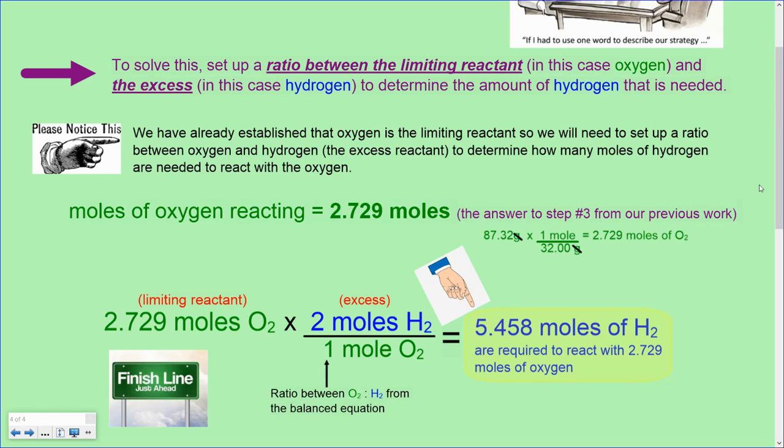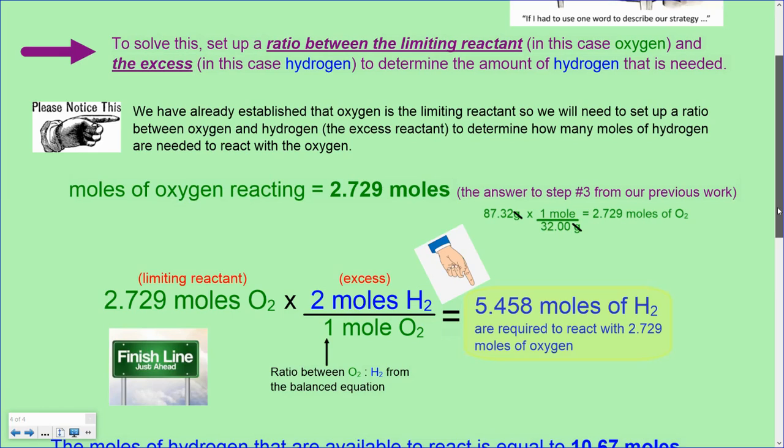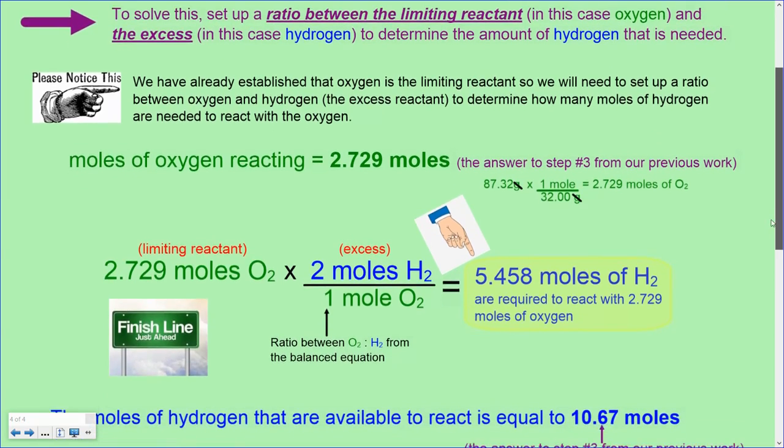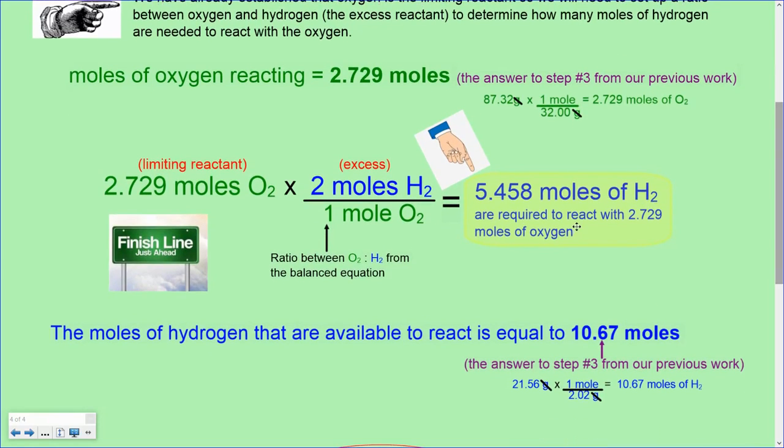The question now is, how much hydrogen is going to be left over? Well, we need 5.458 moles of hydrogen, and if it's in excess, then we must have more than that available. So go back and look at the previous slide or work that we did. In step 3, when we converted 21.56 grams of hydrogen to moles, it equals 10.67 moles. So in this particular reaction, we have 10.67 moles of hydrogen available to react. We only need 5.458 moles.